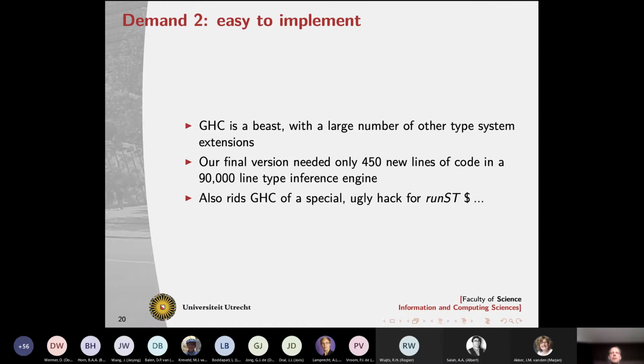It should also be easy to implement. I mean, GHC, the compiler, is a beast. It has a large number of other type system extensions where you can have all kinds of interactions. And in our final version in the compiler, we only needed 450 new lines of code in a 90,000 line type inference engine. So this is not the entire compiler. This is just the type inference engine. It also rids GHC, by the way, of a very special ugly hack.